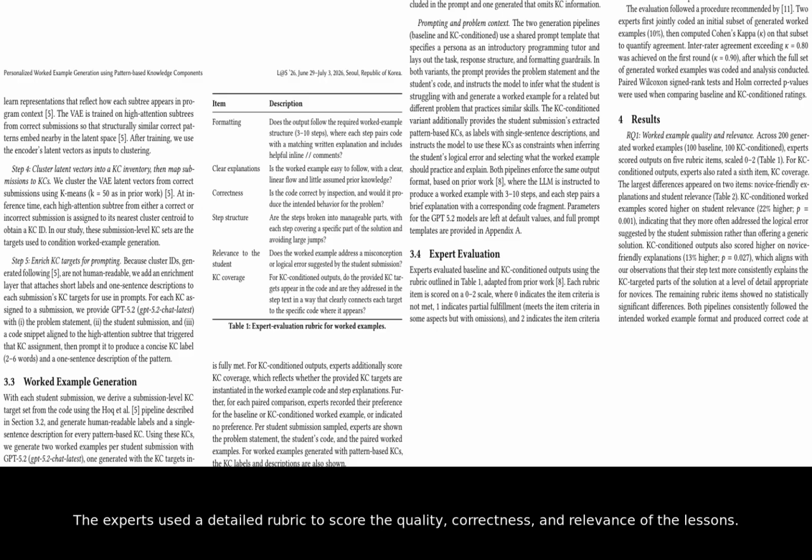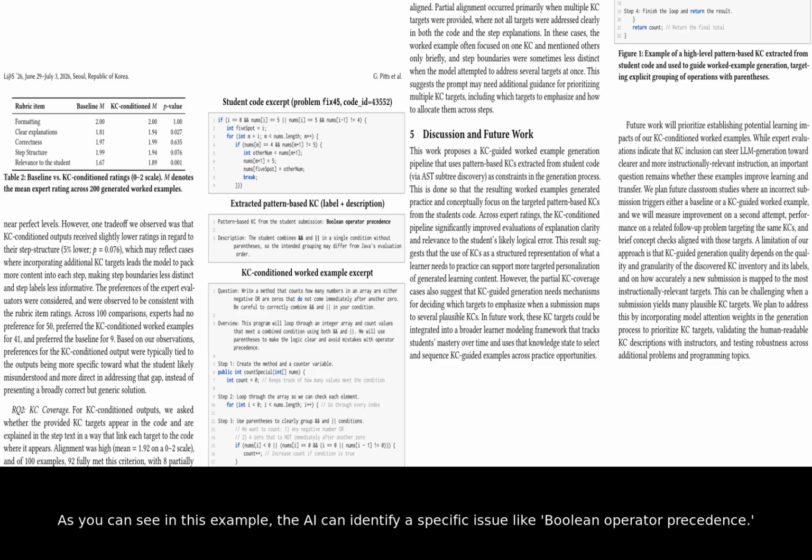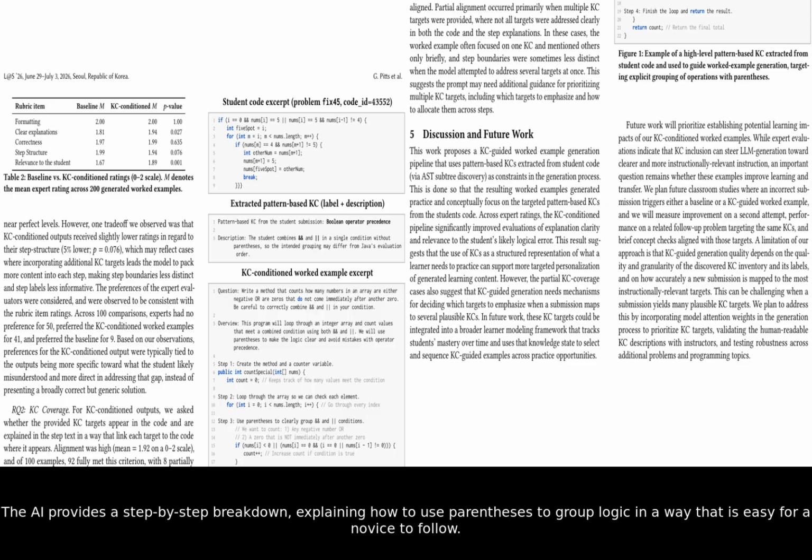The experts used a detailed rubric to score the quality, correctness, and relevance of the lessons. The results showed that the personalized lessons were significantly better at addressing the students' actual misconceptions. As you can see in this example, the AI can identify a specific issue like Boolean operator precedence. It then generates a custom problem that requires using those same logic symbols correctly. The AI provides a step-by-step breakdown, explaining how to use parentheses to group logic in a way that is easy for a novice to follow.